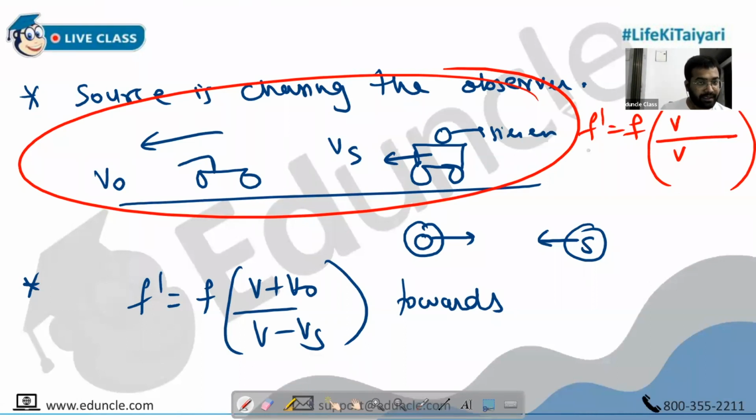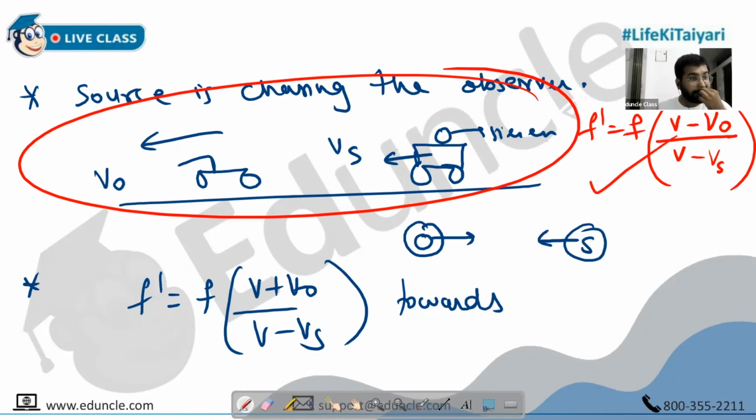Observer. Yes, the source's is the same, people. Source is still on the left, right? Source is still on the left, so minus Vs will remain as it is. But the observer's is reversed. Here the observer was on the right. Now the observer is on the left. So plus VO will become minus VO. So when the source is chasing the observer, it doesn't matter whether things are going on the left or on the right, the formula will remain this.